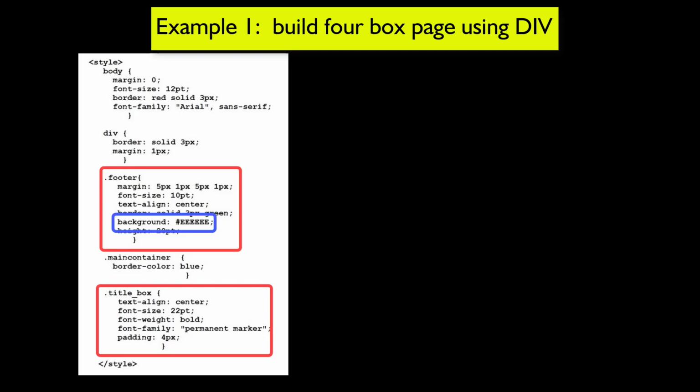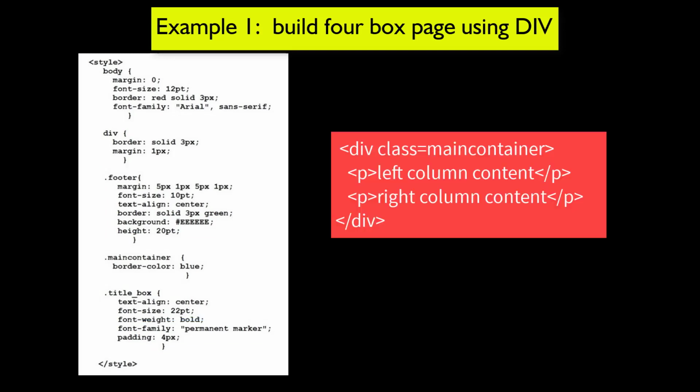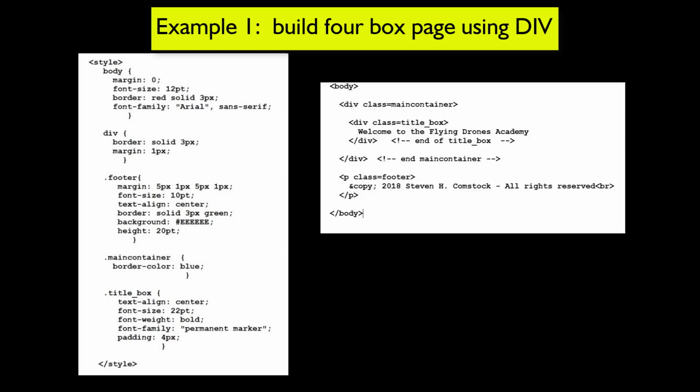Note the background here. That's one way to say background color gray. I chose a whimsical font for the title box. Might not be available on all browsers, but I couldn't resist. I'm anticipating that div with a class of main container will include both the left and right columns of the main box. Next, in the body, I code this.